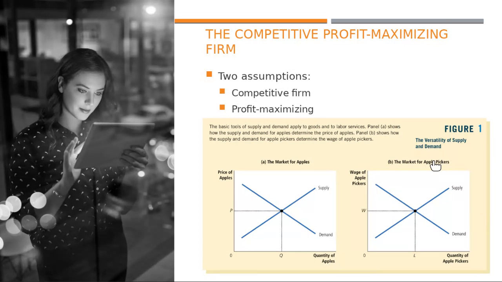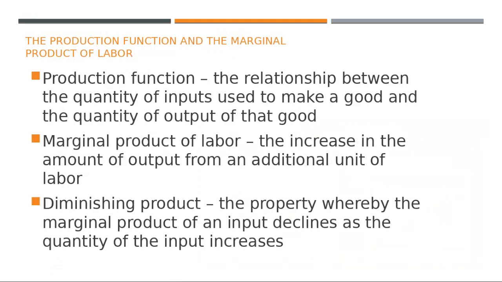There's also a market for apple pickers. And the market for apple pickers is also a derived demand. And that is the demand for apple pickers, the demand for the labor of apple pickers, and the amount of people willing to work as apple pickers is largely tied to the price of apples and the demand for apples. And so the wage of apple pickers then is tied to the price of apples.